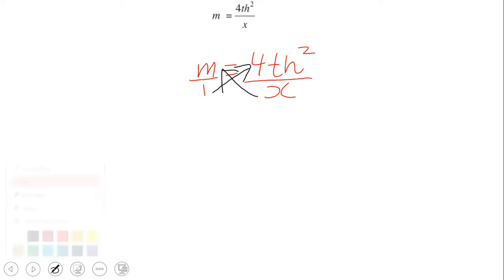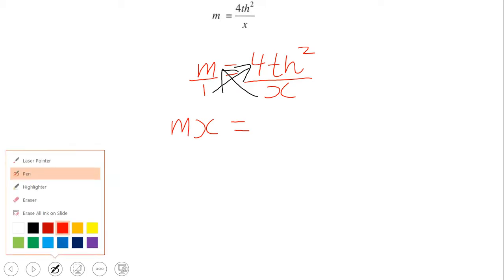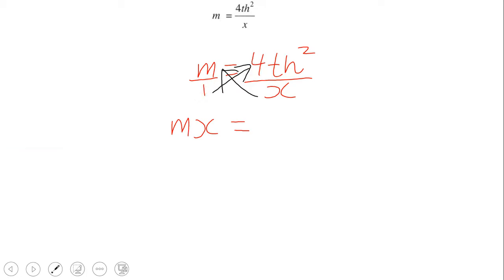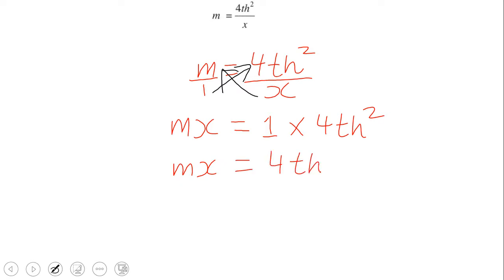And so we're going to say x multiplied by m, or m multiplied by x. That's going to be equal to mx. It's going to be equal to, what is 1 times 4th squared? We're going to have 1 multiplied by 4th squared. And so this is going to be mx equal to, what is 1 multiplied by 4th squared? Well, that's simply 4th squared.